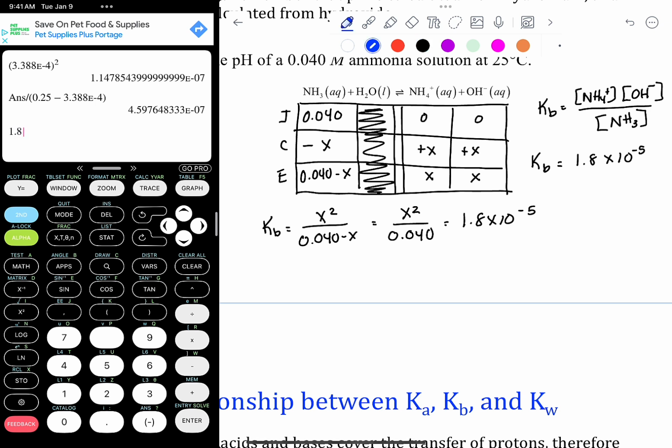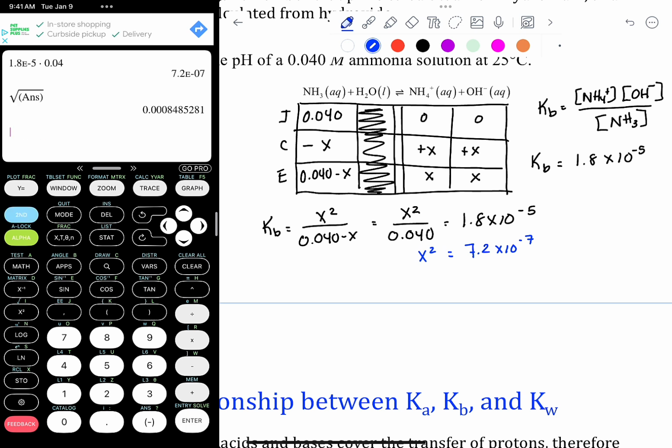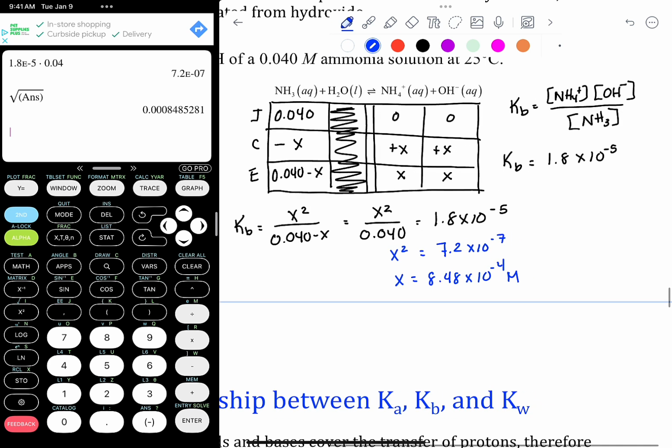So we'll take that 1.8 times 10 to the minus 5 and multiply it by 0.04, so we get X squared on one side. We get that X squared is equal to 7.2 times 10 to the minus 7. And then we'll take the square root of that value to solve for X. So we get X is 8.48 times 10 to the minus 4 molar. Now that concentration is the OH minus concentration. It's also the NH4 plus concentration.